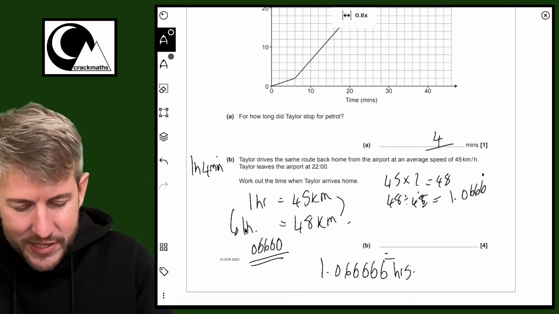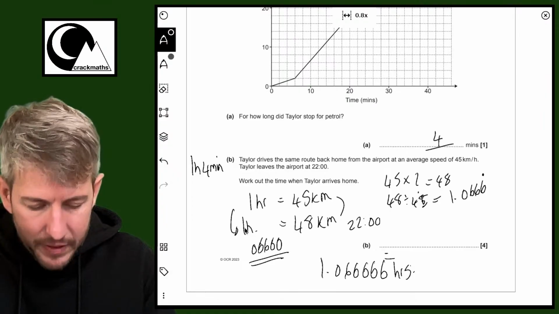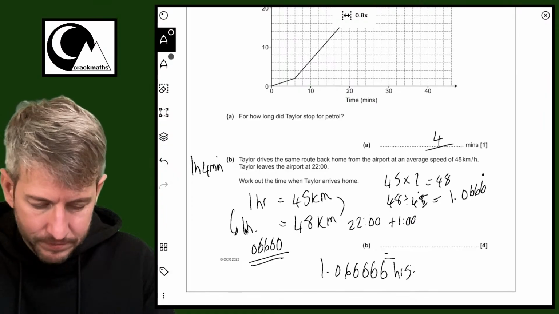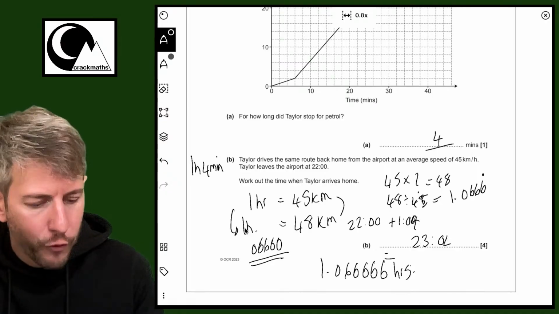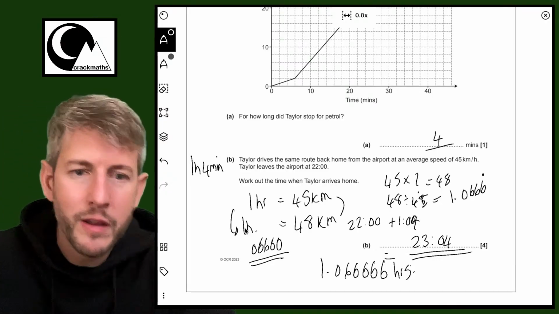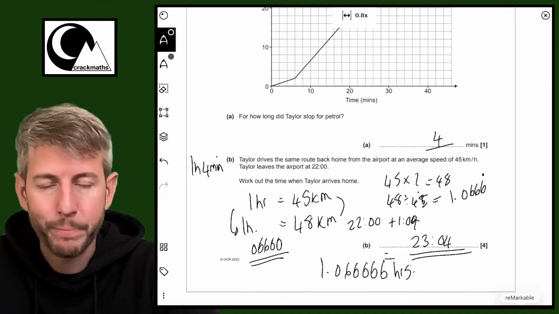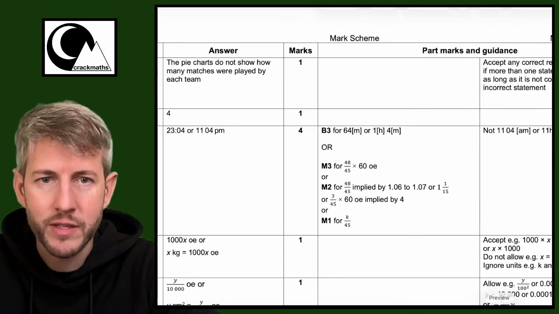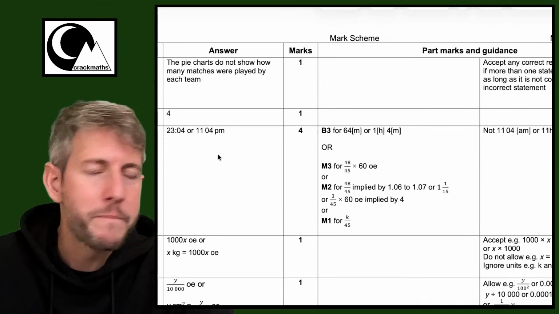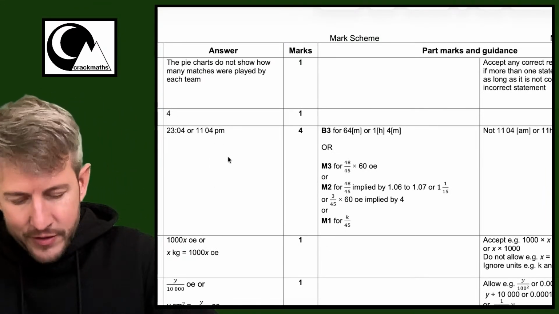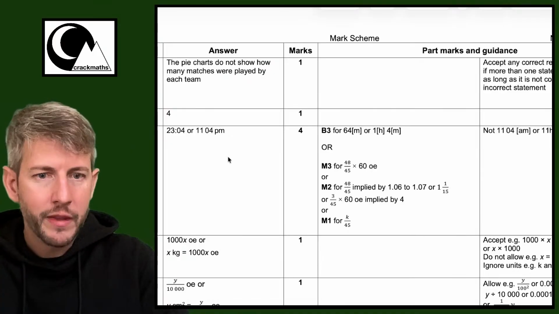So we want 22 plus 1 hour, 4. So that's going to be 23 hours and 4 minutes altogether. Okay, which I have just seen is correct on the mark scheme. So here we go. There we go. 4 for the first part, 23:04 for the second. Right. Let's move on.